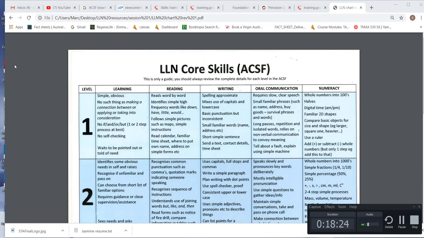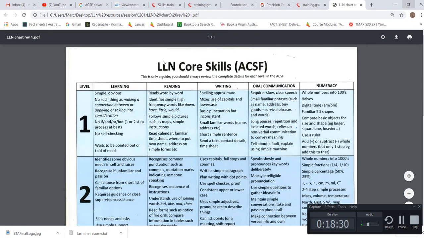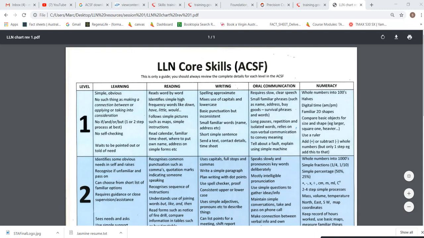Alrighty, so hopefully you can see on my screen now, we have an LLN Core Skills ACSF chart. Okay, now this chart is very, very handy, and if you ask the office at Success Training Academy, they'll be able to provide the chart to you. However, I love this chart because it's a great summation of the ACSF in general. All right, let me just move that for a second. All right, so that'll show us what we need to see.